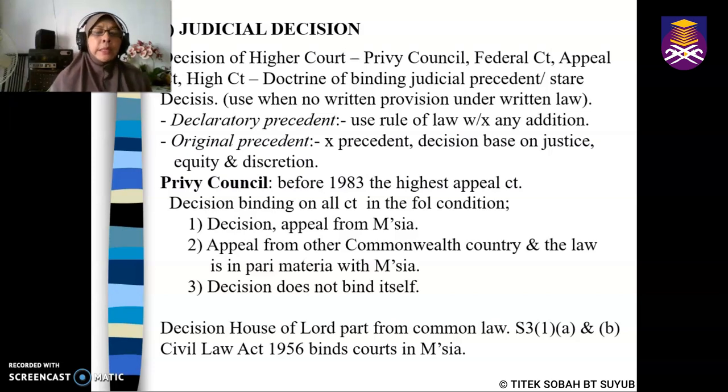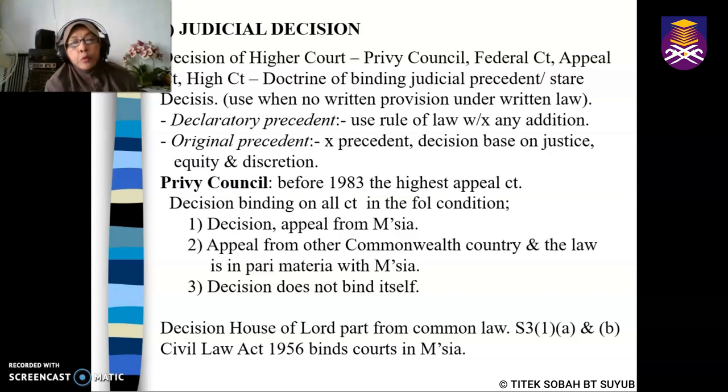And when can we use cases? When there is no written provision. When there is no written provision, then we will refer to these cases. That's why when we study law, we need to memorize cases. We need to read cases. Why? Because we are bound by the decisions in these cases, which have been decided by the higher court.